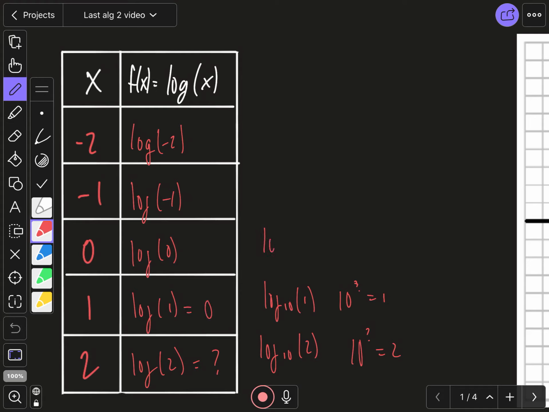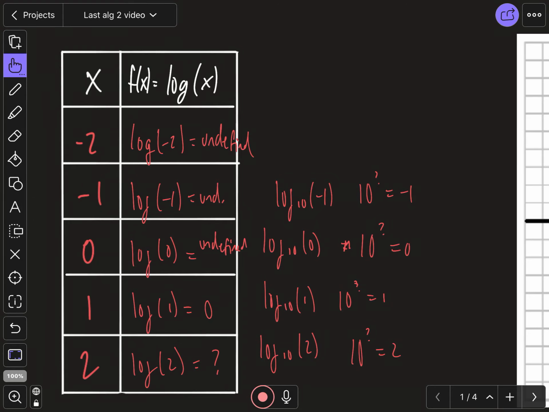And log base 10 of 0. What do I have to raise 10 to get 0? Well, there's nothing I can raise 10 to to get 0. That doesn't even exist, and so that's actually undefined. And log base 10 of -1, same thing. 10 to the what power equals -1? Again, there's no number we can raise 10 to to get -1 as an answer. So this is undefined. And it turns out that this is also undefined.